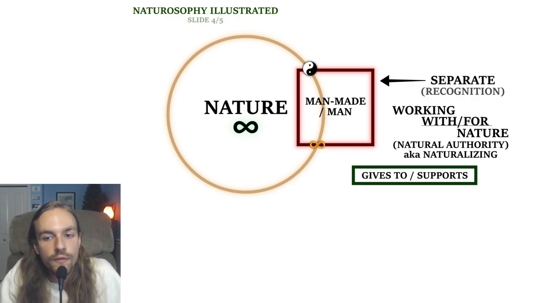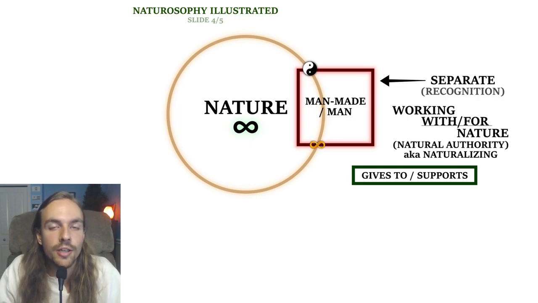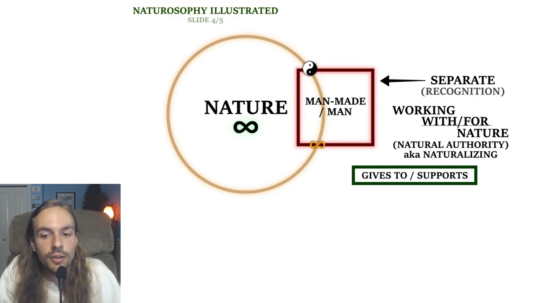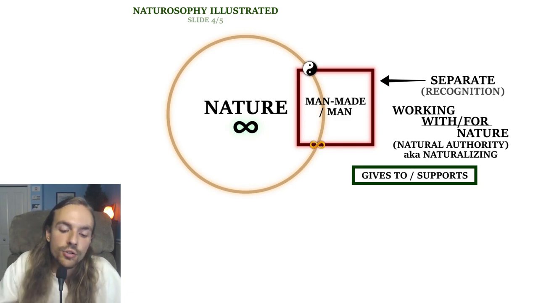So working with or for nature, this is recognizing natural authority, because you recognize that your authority is in nature, not in man or his creation. And therefore you are willing to work with what nature provided to you, and you are going to naturalize, meaning to make natural, to allow essentially nature to have its reigns where it is supposed to, recognizing your place within it. And so this gives to and supports the natural, gives to and supports nature.